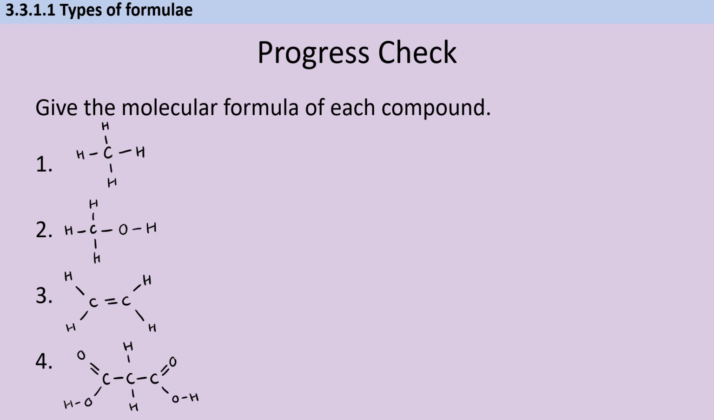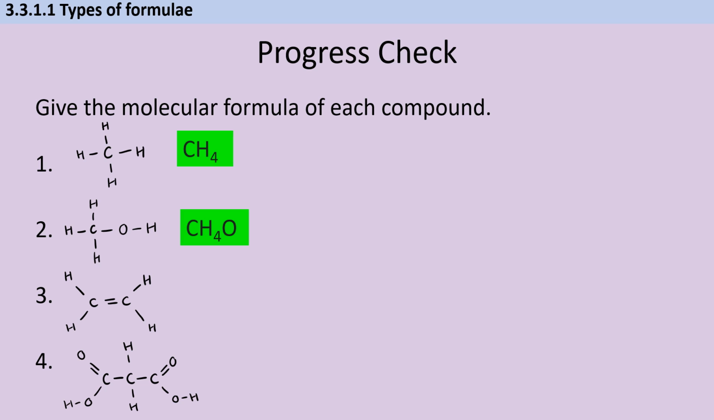Since molecular formulae are already quite familiar to you, we're going to jump straight in with a progress check. So there are 4 molecules drawn here. Pause the video and write down what you think the molecular formula of each one is, and then we'll come back and check them together. So the first one should be a very familiar molecule. This is methane, and its molecular formula is CH4. Next we've got methanol, and you should have CH4O.